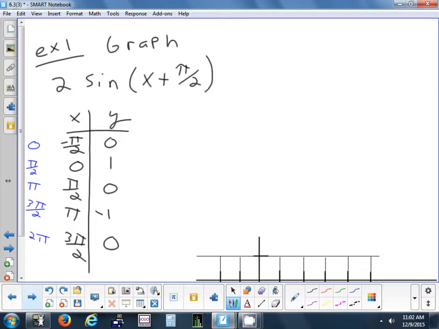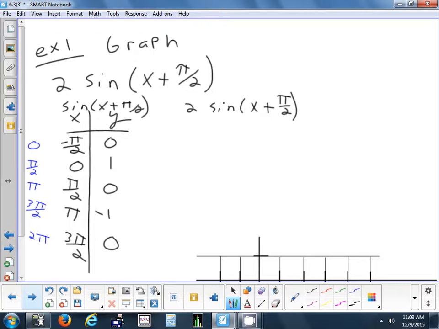All right, so now this table is going to be our starting point for the next transformation. That's how we do it. So unfortunately, if we make a mistake at this step, it's going to mess us up for each table we make. All right, so this is sine of x plus pi over 2. And now our final one is going to be 2 sine of x plus pi over 2.